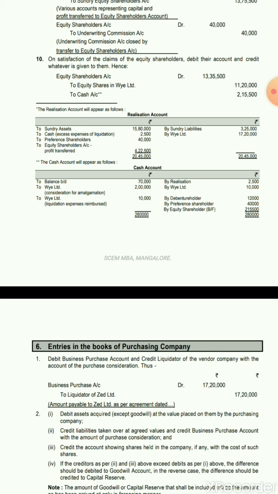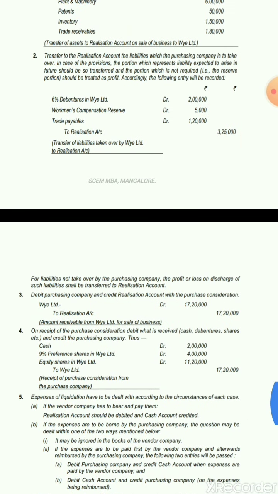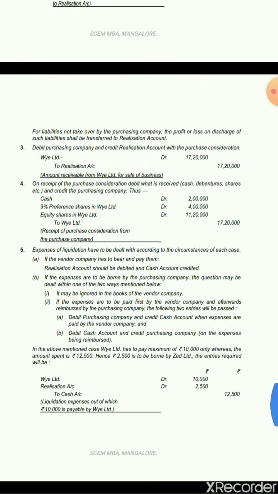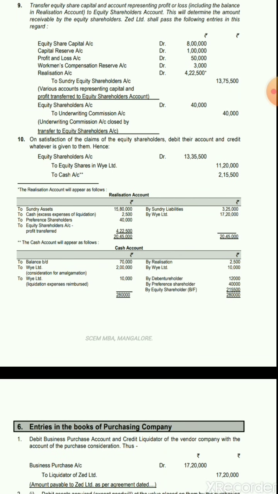Then on the credit side we have by sundry liabilities. So what is it? By sundry liabilities, the amount of liabilities which are taken over, which is 3,25,000. See the second entry there. The total amount of liabilities which are taken over is 3,25,000, right? And then by Y Limited. So what is this entry? This is by purchasing company. So here the purchasing company is Y Limited. So this is for purchase consideration, which is 17,20,000.